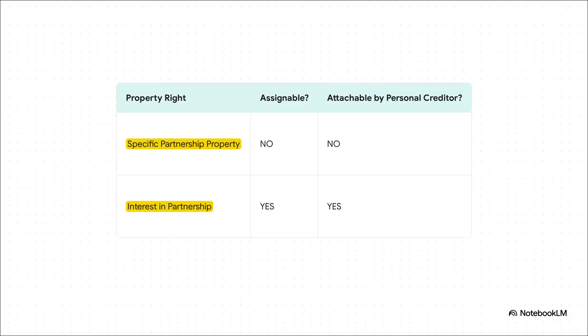Okay, pay attention, because this slide right here, this is a goldmine for exam questions. It's all about the difference between property and your interest. So that office laptop, that's specific partnership property. Can you sell it on your own? Nope. Can your personal creditors seize it if you owe them money? Absolutely not. But your interest, your share of the profits, that's a whole different story. That's yours. You can totally sell it. And yeah, your creditors can definitely come after it. Nailing this distinction, that's how you get points on the board.